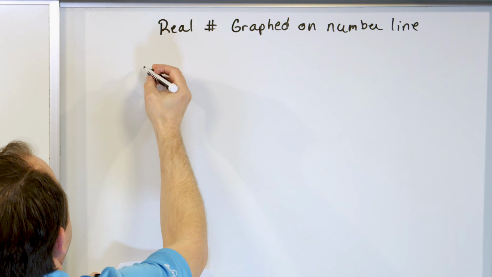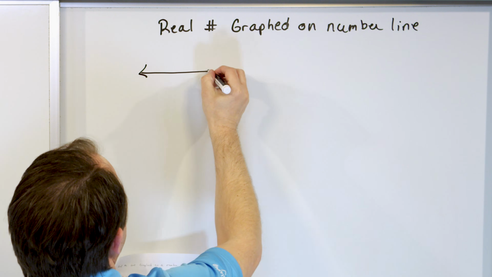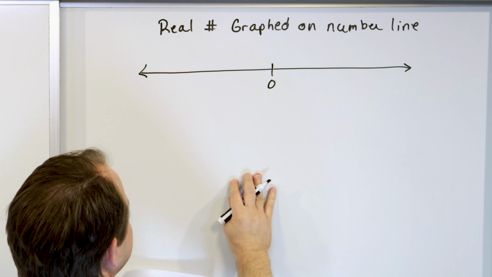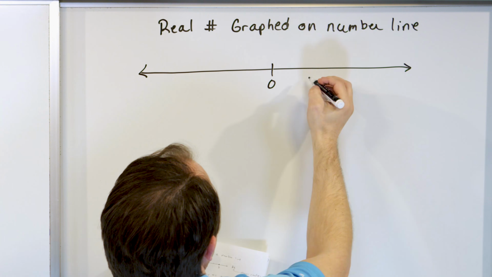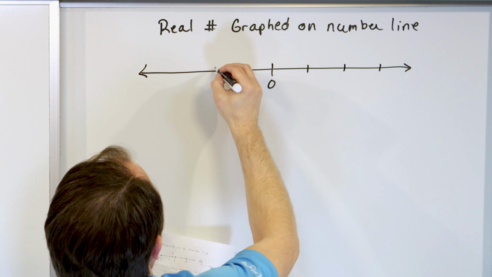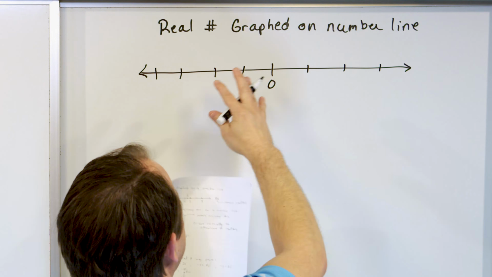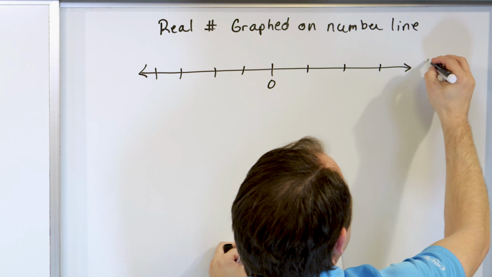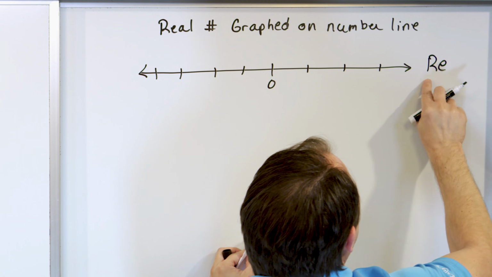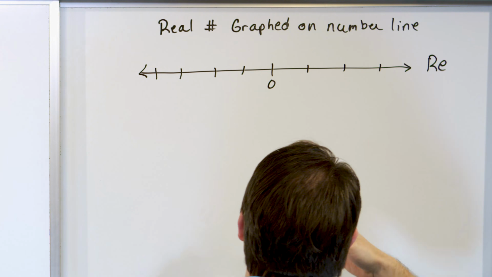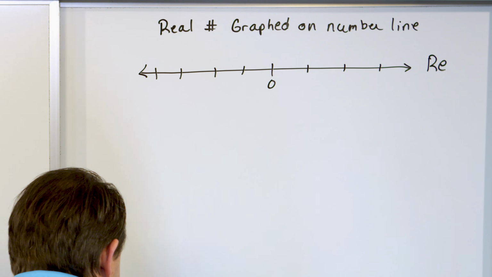So let's do that real quick. Let's just draw a quick little number line here. Go down memory lane. We did these a long time ago. We say 0 exists here. And let me put a tick mark here, tick mark here, tick mark here, a couple tick marks here. Now, because we're talking about real numbers, I'm going to put the little letters RE over here just to remind you that we're just talking about the real numbers. These are numbers that we've been dealing with all of our life.